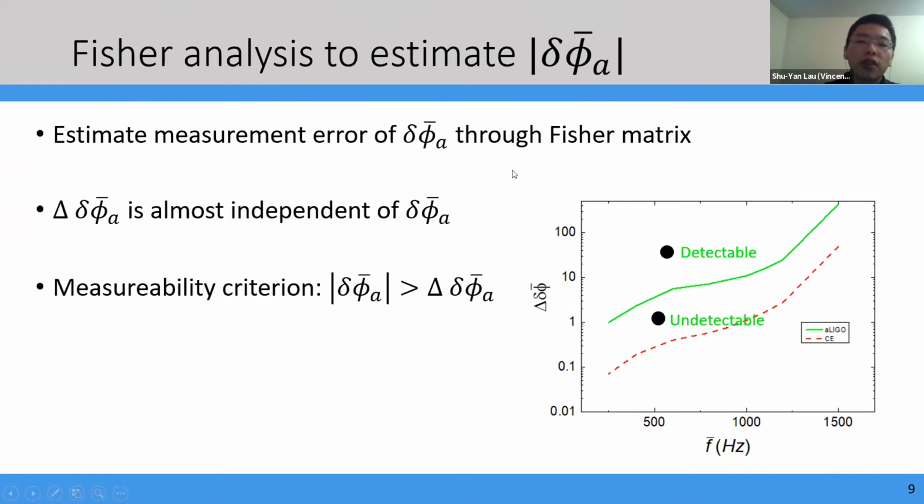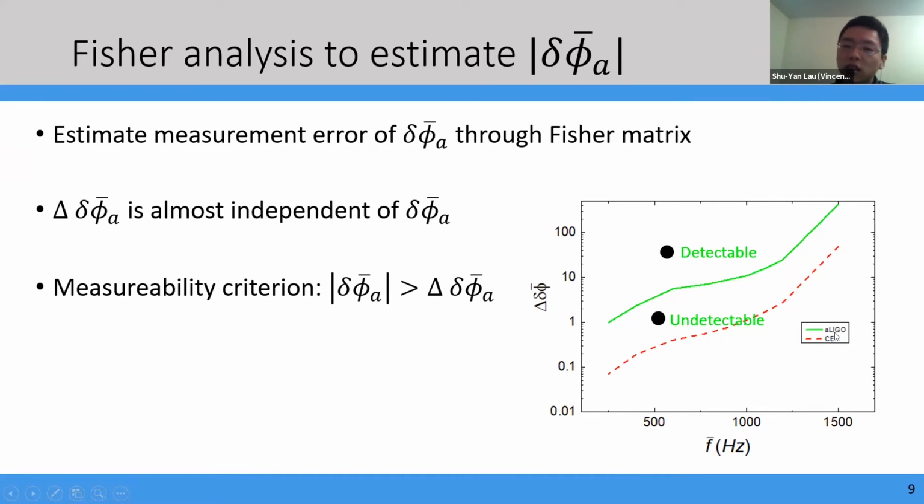An interesting thing through the Fisher analysis is that we find that the error on the phase shift is almost independent of the value of the phase shift itself. That means if we fix the other non-I mode parameters, this measurement error depends only on the I mode frequency. So with that, we can plot the measurement error as a function of the I mode frequency for different detectors.